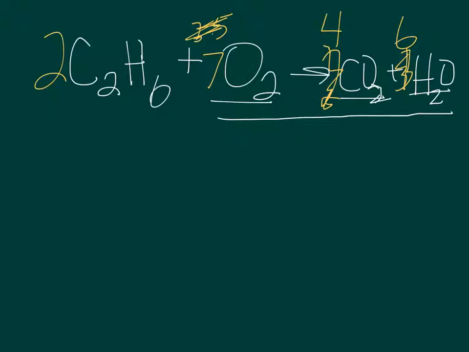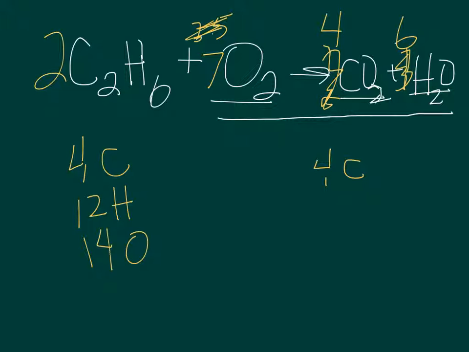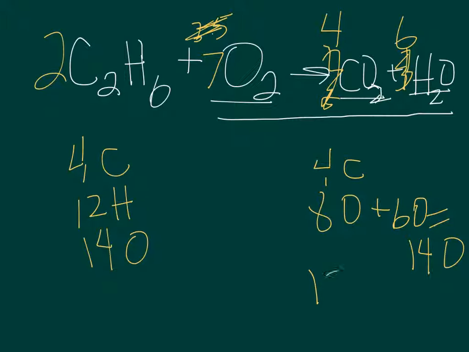And let's check and make sure they're right. On this side I have 4 carbons and 12 hydrogens and 14 oxygens. On this side I have 4 carbons, 8 oxygens, plus 6 more oxygens, which is 14 oxygens. And then I have 12 hydrogens. So it is balanced. Okay, and this is called a complete combustion reaction.